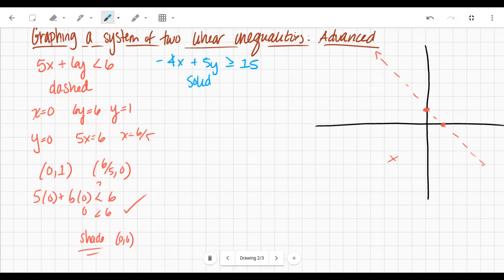Okay. All right, solid. If x is 0, 5y equals 15. So y is 3.